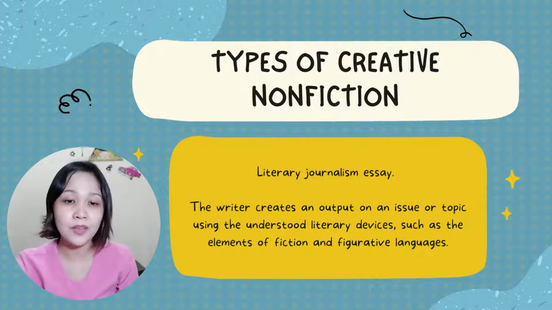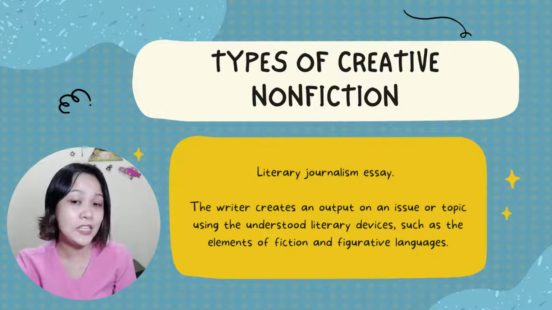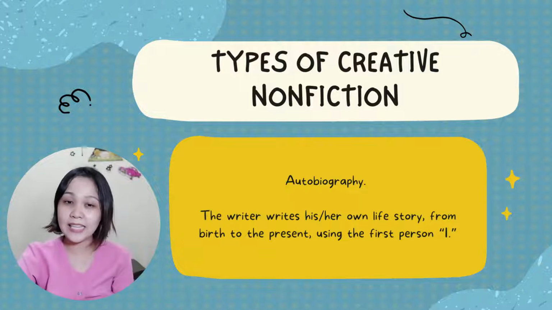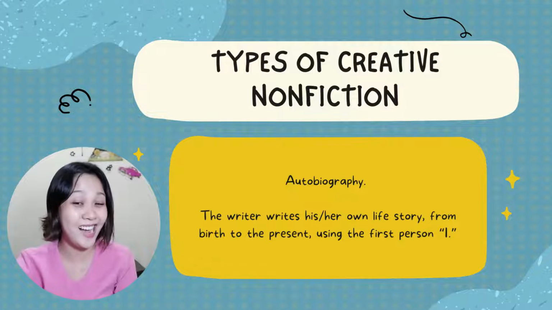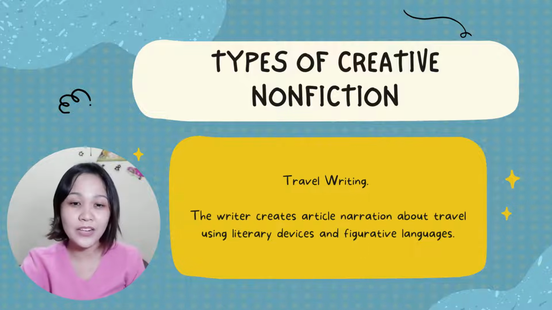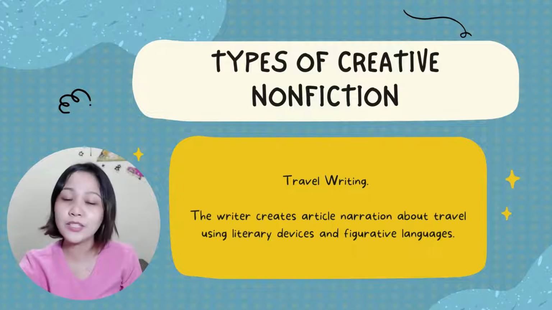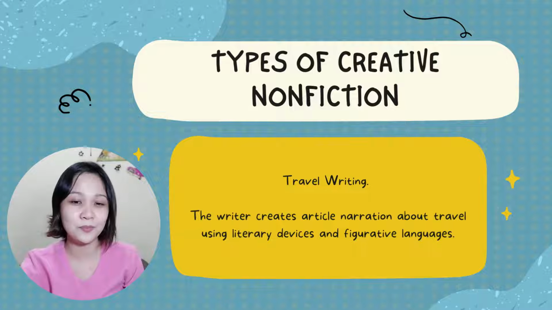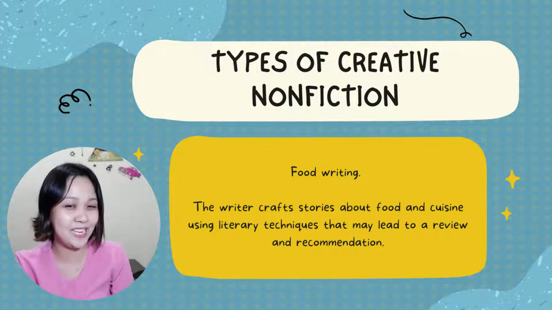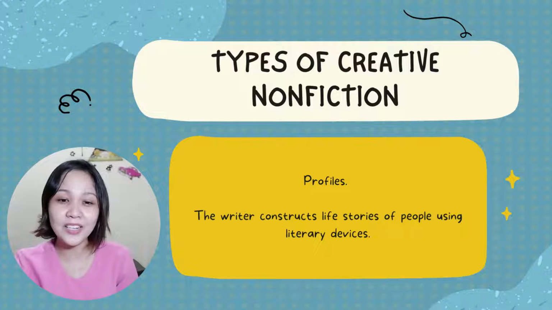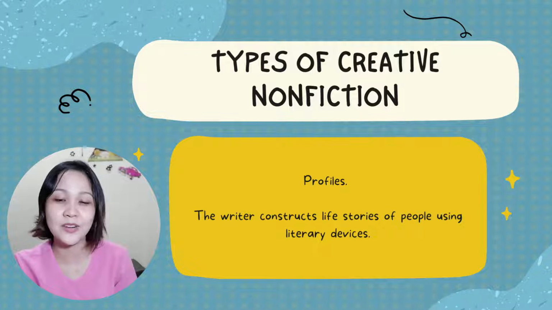Literary journalism essay. The writer creates an output on an issue or topic using the understood literary devices such as the elements of fiction and figurative language. The autobiography. The writer writes his or her own life story from birth to the present using the first person I. Travel writing. The writer creates article narration about travel using literary devices and figurative language. Food writing. The writer crafts stories about food and cuisine using literary techniques that may lead to a review and recommendation. Profiles. The writer constructs life stories of people using literary devices.